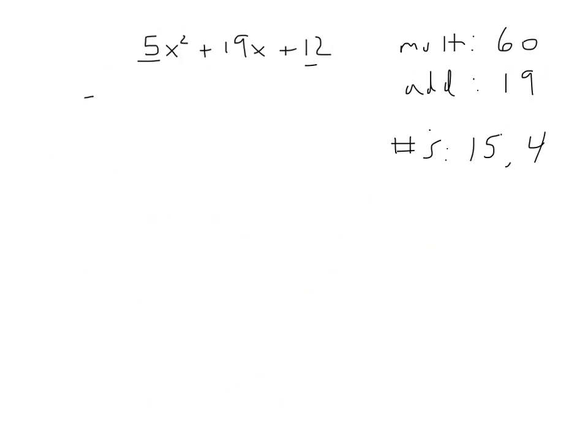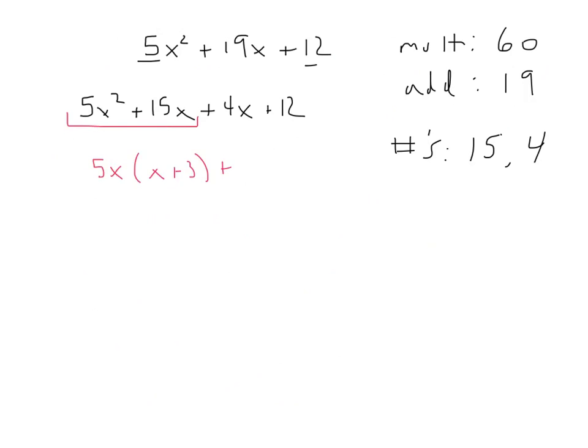So I can rewrite my original expression as 5x squared plus 15x plus 4x plus 12. So again, I look at this first group of terms, what's in common? 5x is common, and I'm left with x plus 3. Plus, what's in common to the second set? Well, 4 is in common, plus 4 times x plus 3. So my result then is 5x plus 4 times x plus 3. And we have again factored by grouping, and again you can check by foiling.